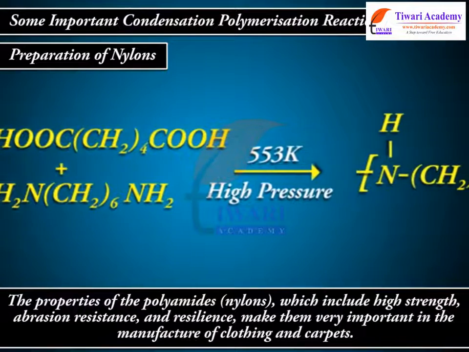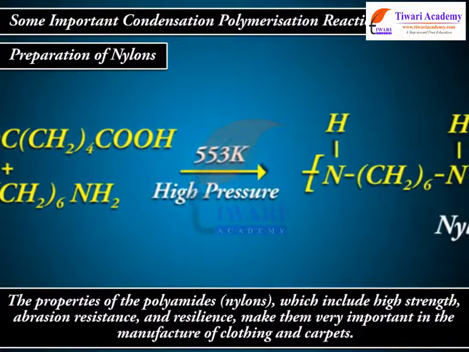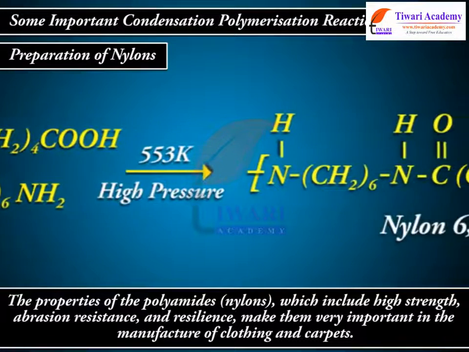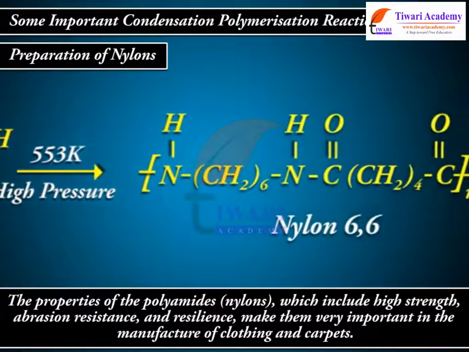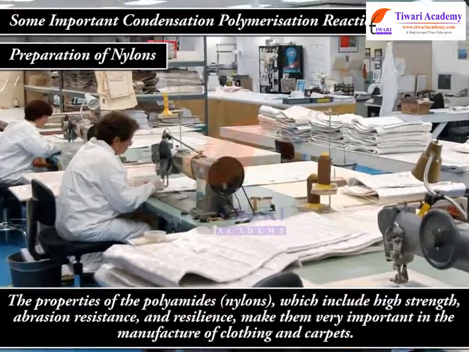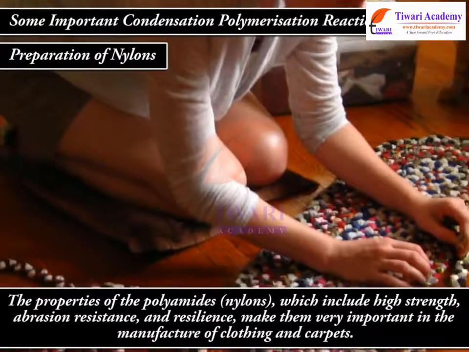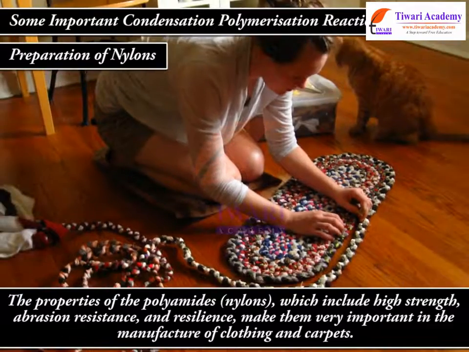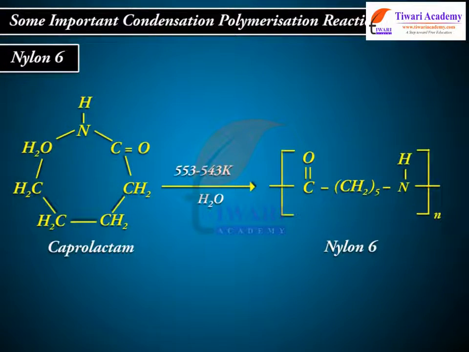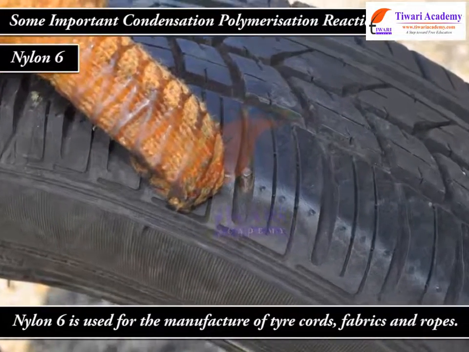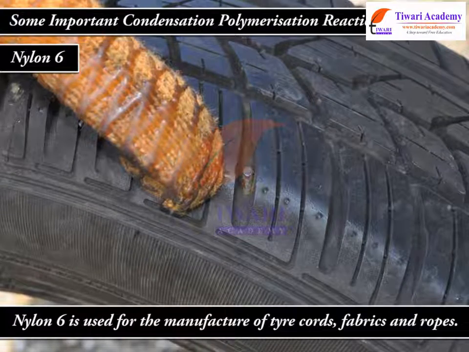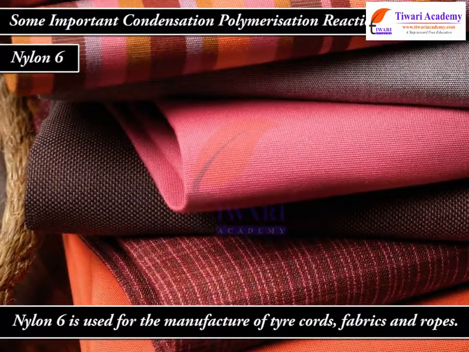The properties of the polyamides, nylons, which include high strength, abrasion resistance, and resilience, make them very important in the manufacture of clothing and carpets. Nylon 6. It is obtained by heating caprolactam with water at a high temperature. Nylon 6 is used for the manufacture of tire cords, fabrics, and ropes.